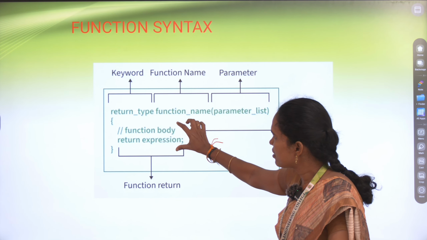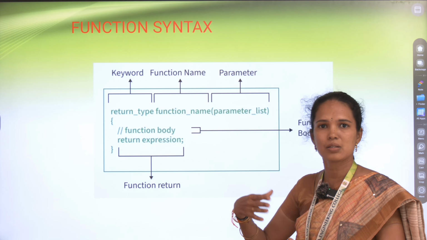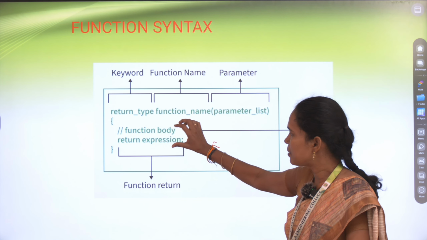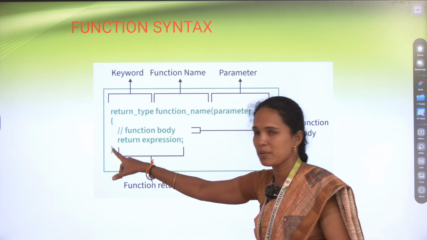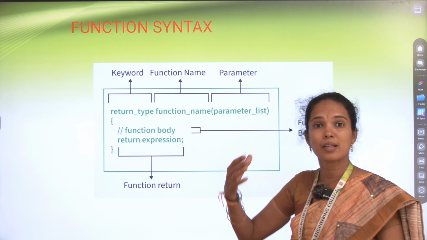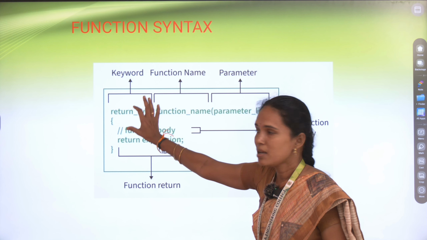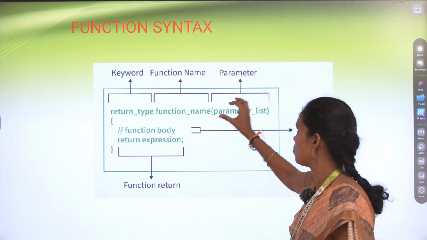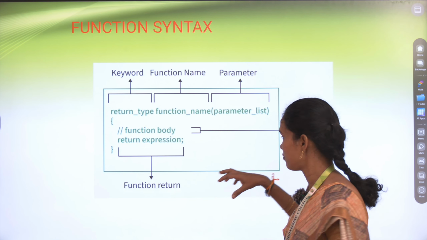So this is the body of the function. Whatever logic you want to write, whether you want to add two numbers or subtract two numbers or multiply two numbers, whatever logic you want to perform, that piece of code should be enclosed within the flower brackets, or we can say curly braces. So within curly braces, you have to write the logic. So you have to write the keyword, then the function name, that you can give whatever name you want, and you have to pass the parameters. Inside, you have to write the body of the function.